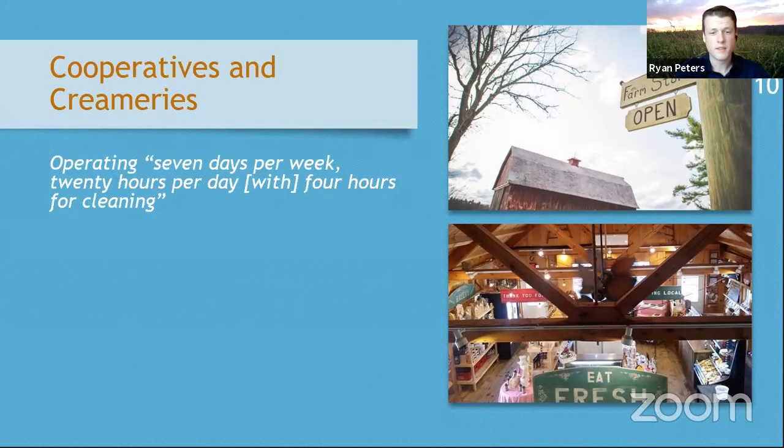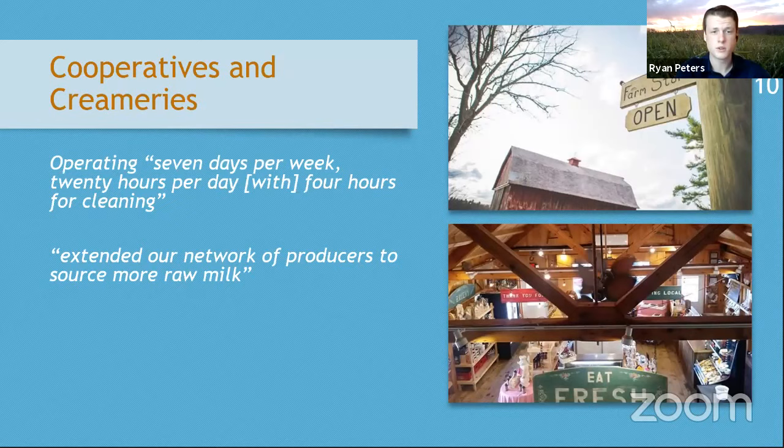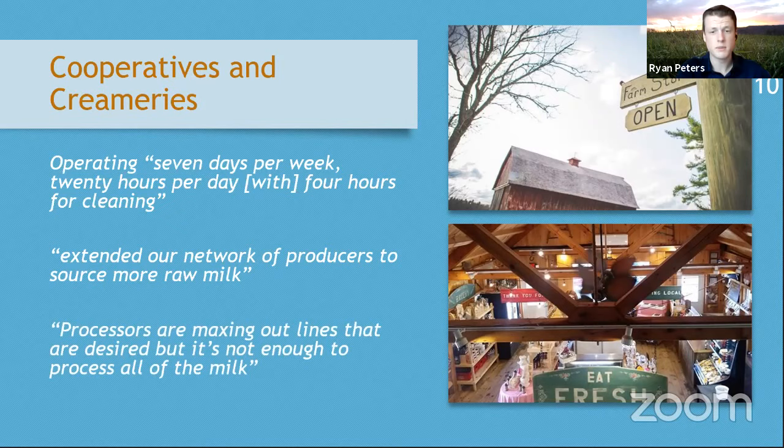Through these extended hours, some of these creameries have been able to process more milk, with one reporting that they have extended their network of producers to source more raw milk. This has helped some cooperatives who were struggling, but it's not enough to help everybody. One cooperative we talked to is still unfortunately dumping milk, and said that processors are maxing out the lines that are desired, but it's not enough to process all the milk.